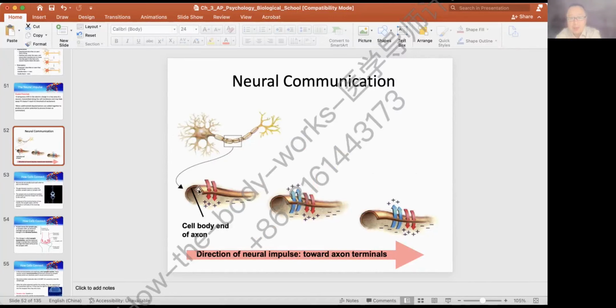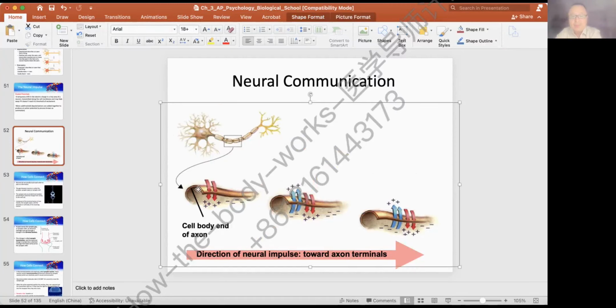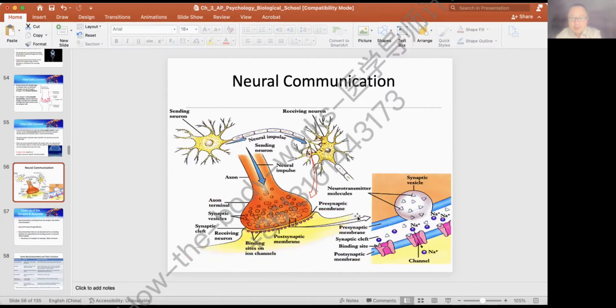Depolarization actually, to some extent, is equivalent to excitement, right? Depolarization means excitement. So you can see more and more sodium ions get into the next nerve cell, and in this way the previous nerve cell will transmit the signal to the next nerve cell. That is the general or basic process of neural communication.